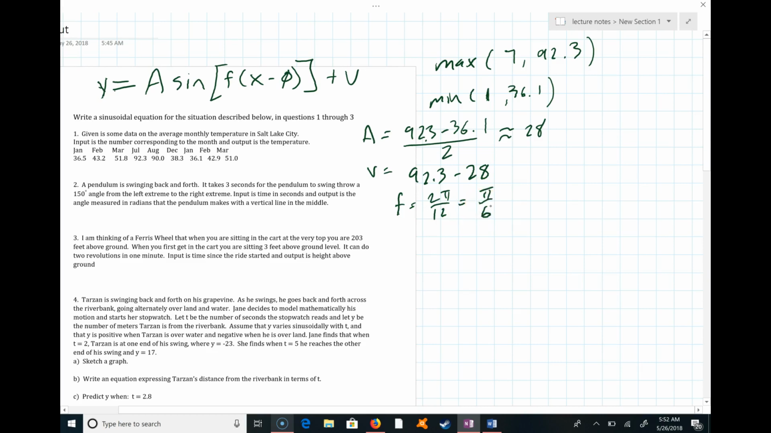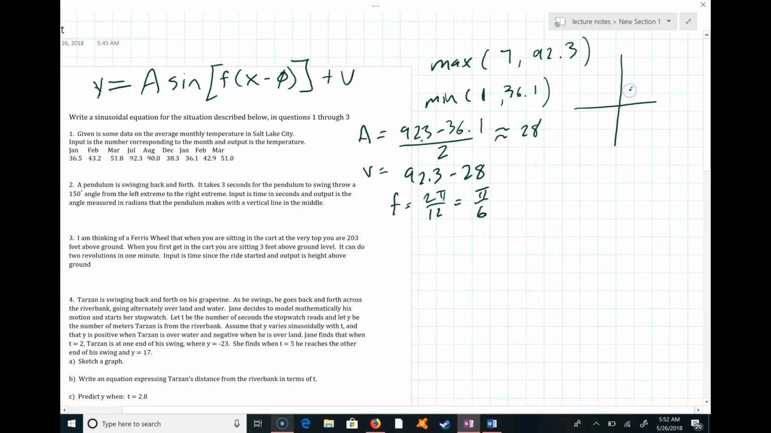And then the last thing to do is the phase shift. First of all, we decide whether we want to use sine or cosine. Because the low is so close to the beginning, if you look at a graph here real quick, the low point is at 36.1, so it'd be right here somewhere. So basically it looks like that, and this is 1. So you can see the low point is just 1 to the right of the y-axis. So that means my phase shift, if I use negative cosine, is just going to be a 1 to the right.